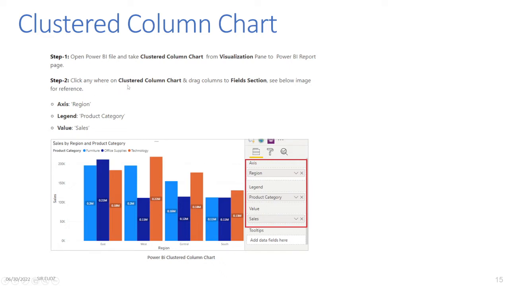So click anywhere on the clustered column chart and drag columns to field section. See below image for reference. So for the axis, we have the regions. And then for legend, we have product category, and value, we have sales. So this is the appearance of a clustered column chart.